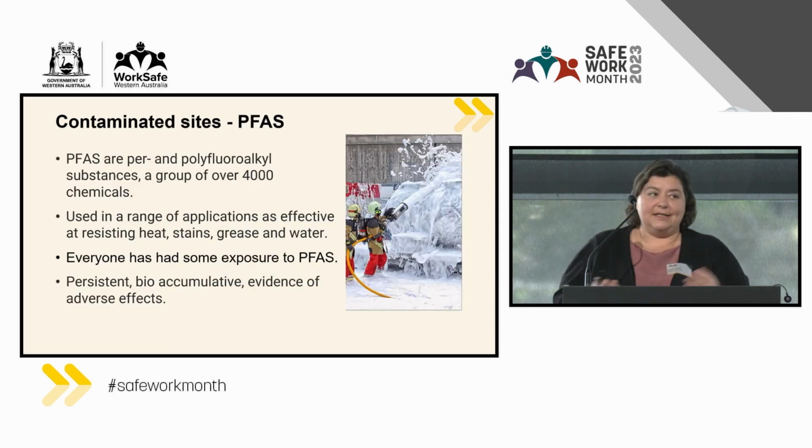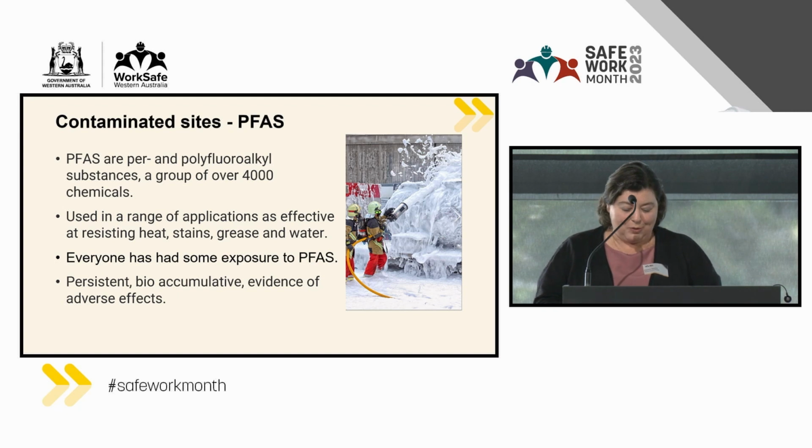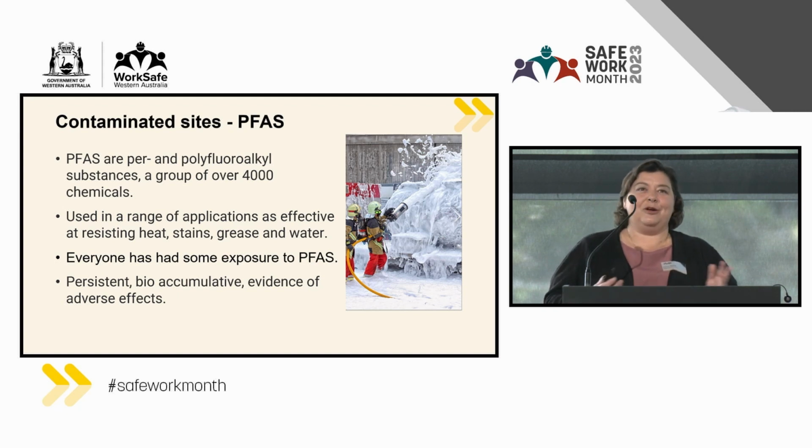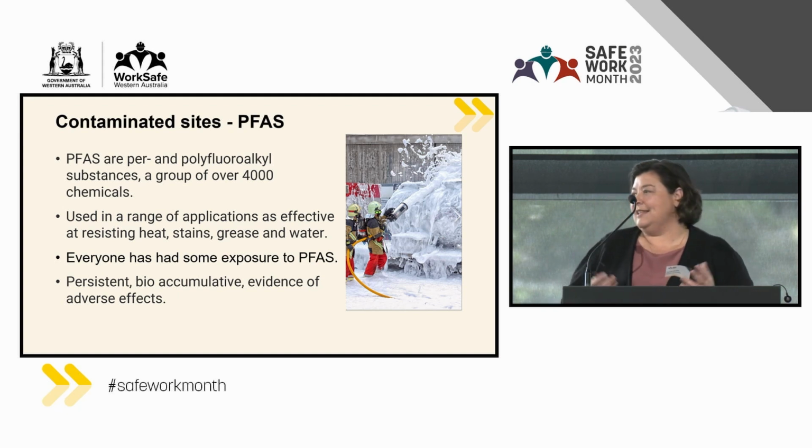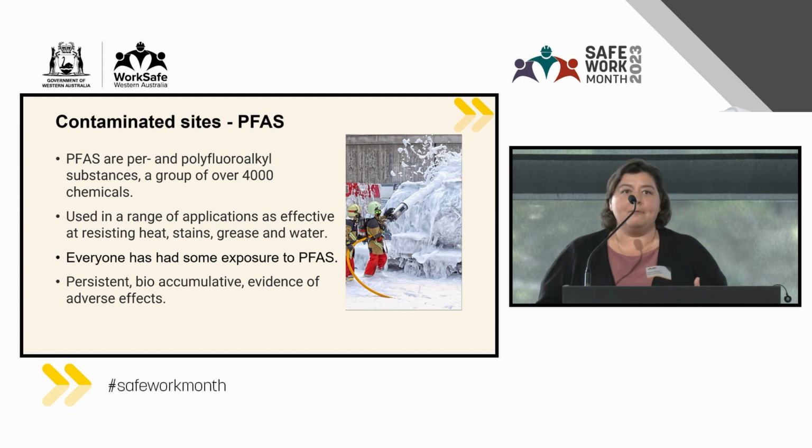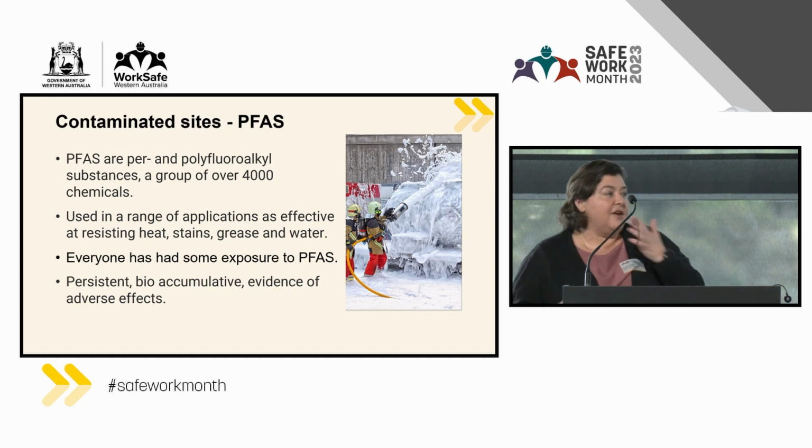An interesting contaminant that everyone is talking about right now is per- and polyfluoroalkyl substances. These are a group of over 40,000 chemicals. They're being used in a range of applications, everything from the greaseproof paper that wrapped your burger to stain guard material, protective guarding material for your clothing. So it's been used a lot, and everyone has had some exposure to PFAS because it's been in consumer products. Why are they a problem?